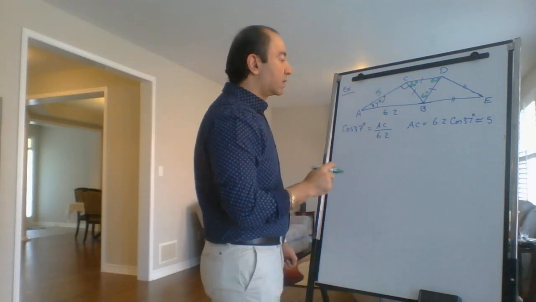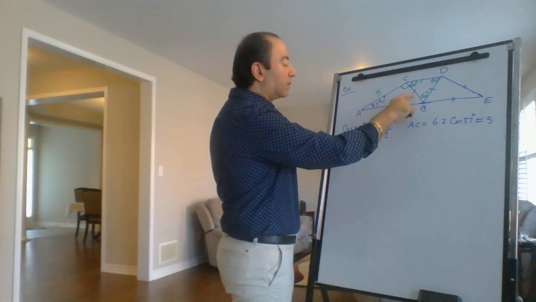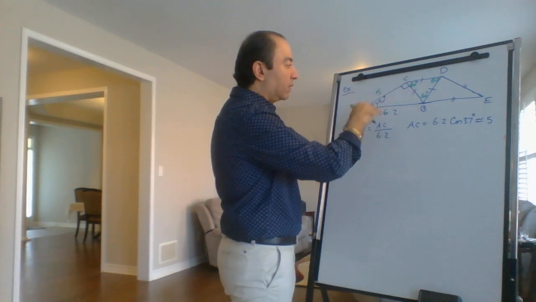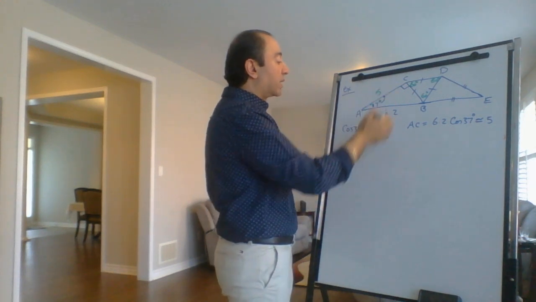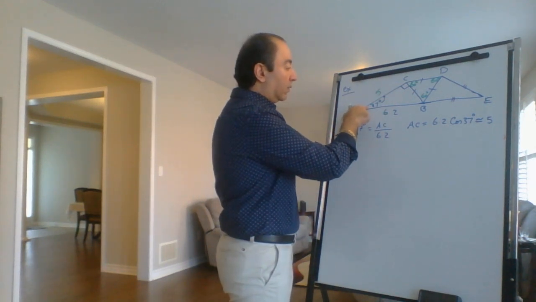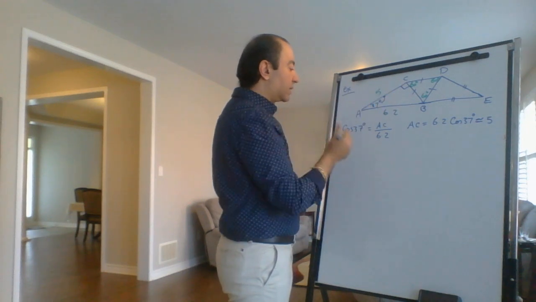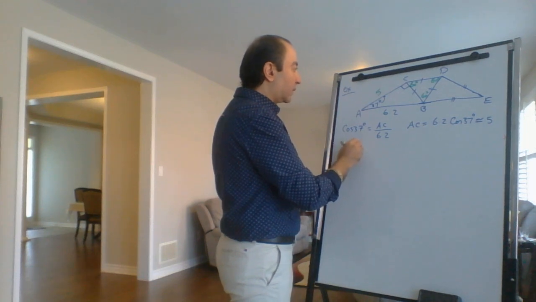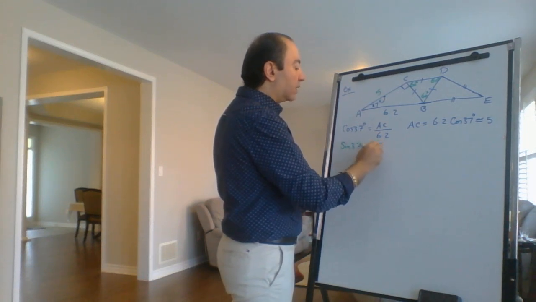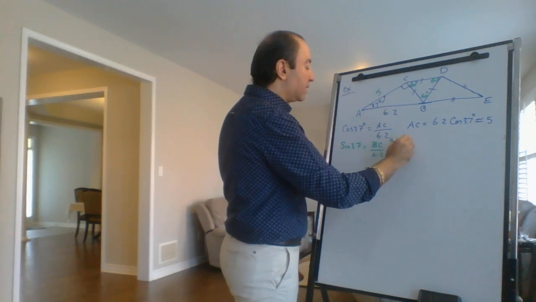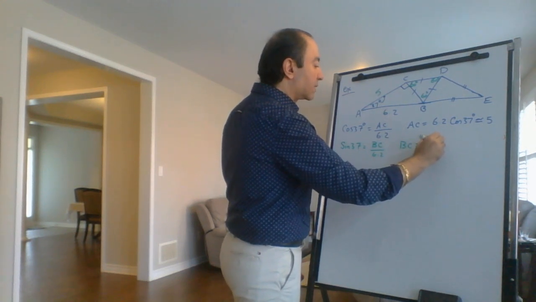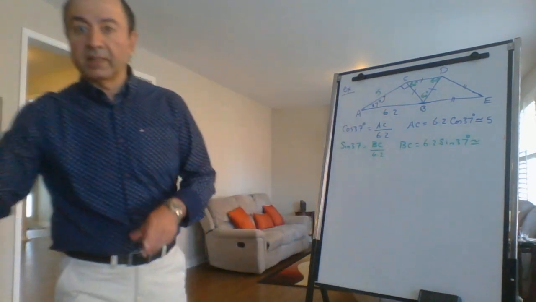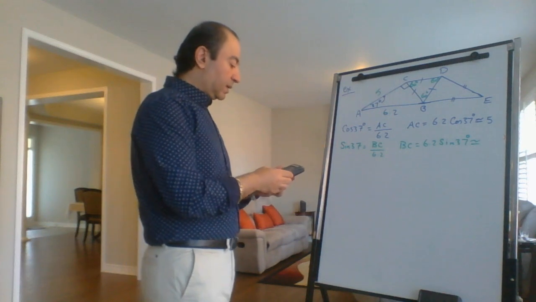I can use two things. I can use Pythagorean theorem. This is a leg, so I can say C squared minus A squared equal B squared and solve for that. Or I can use sine of this angle because it's a right triangle, so I still can use sine. So I would say sine 37 equal BC over 6.2. That means BC equal 6.2 sine 37. And then I will use the calculator and find the length of BC.